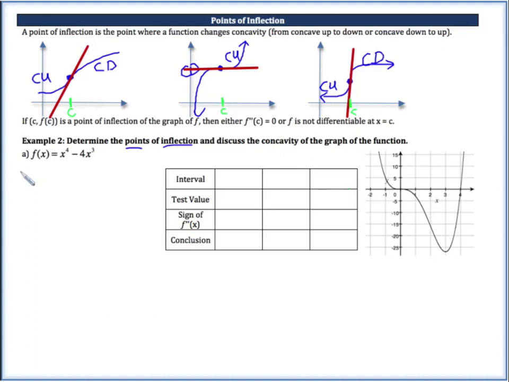Again, we need to find our second derivative. Our first derivative is 4x cubed minus 12x squared. And then our second derivative is 12x squared minus 24x. We need to find where this does not exist or equals 0. Well, it's going to exist everywhere, so we'll just set this equal to 0.